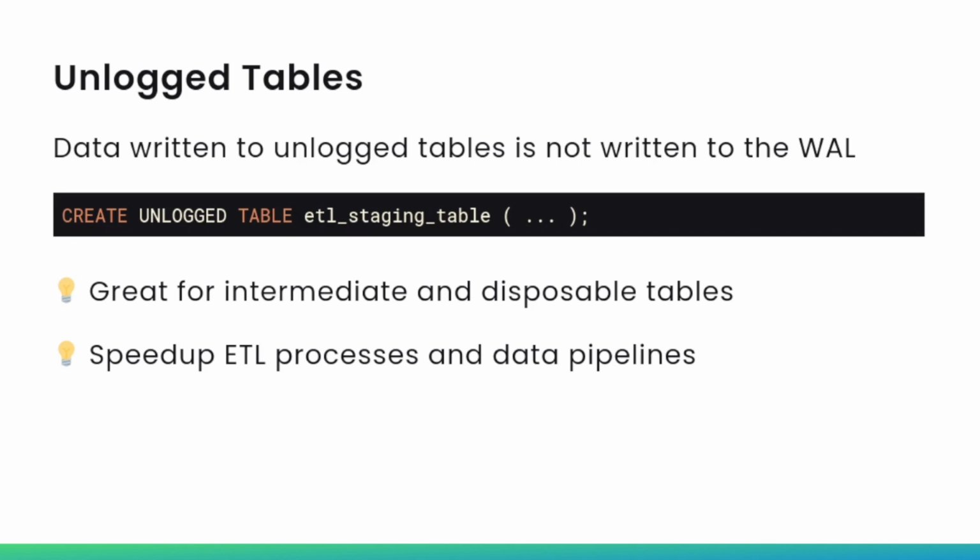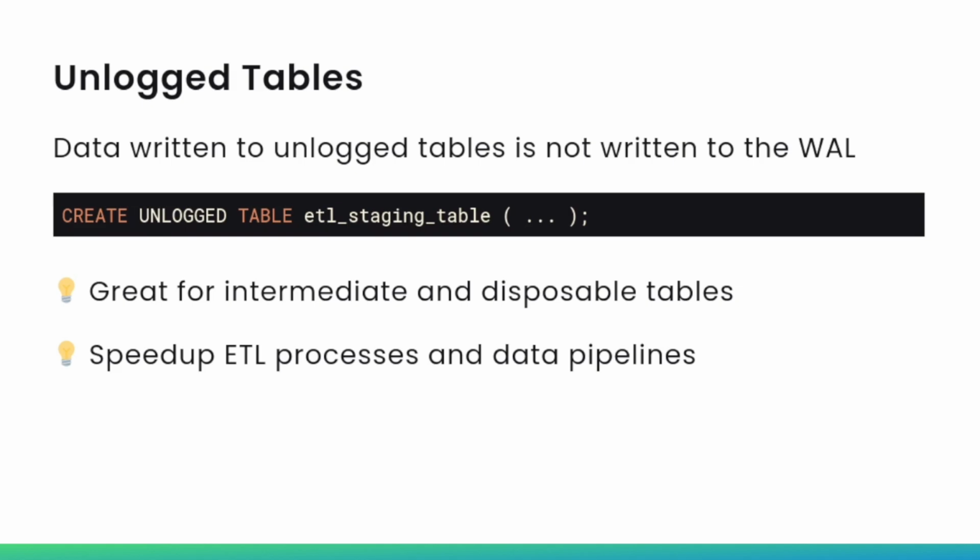Another very common use case for using unlogged tables is sometimes you implement ETL processes, and throughout this ETL process, you need to use a lot of intermediate tables. Now, these intermediate tables are not important on their own. They're just facilitating the process. So you can gain a little speed up by defining these tables as unlogged.